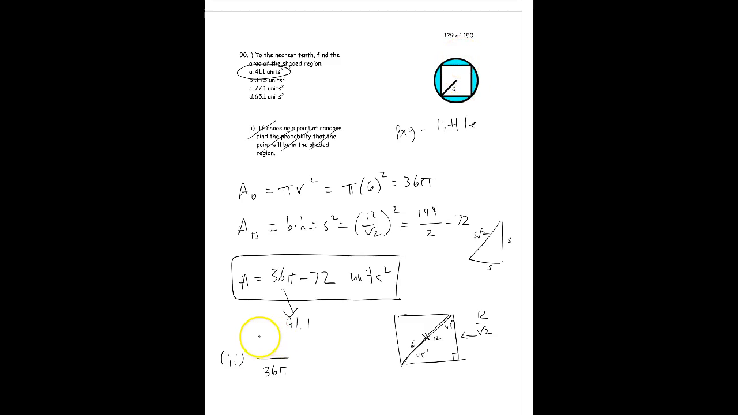So it's essentially a ratio of area problem. So it's 36 pi minus 72 in the numerator. And if you do that fraction, you would get 36.3%. But again, this is not on the final, so don't worry about it.